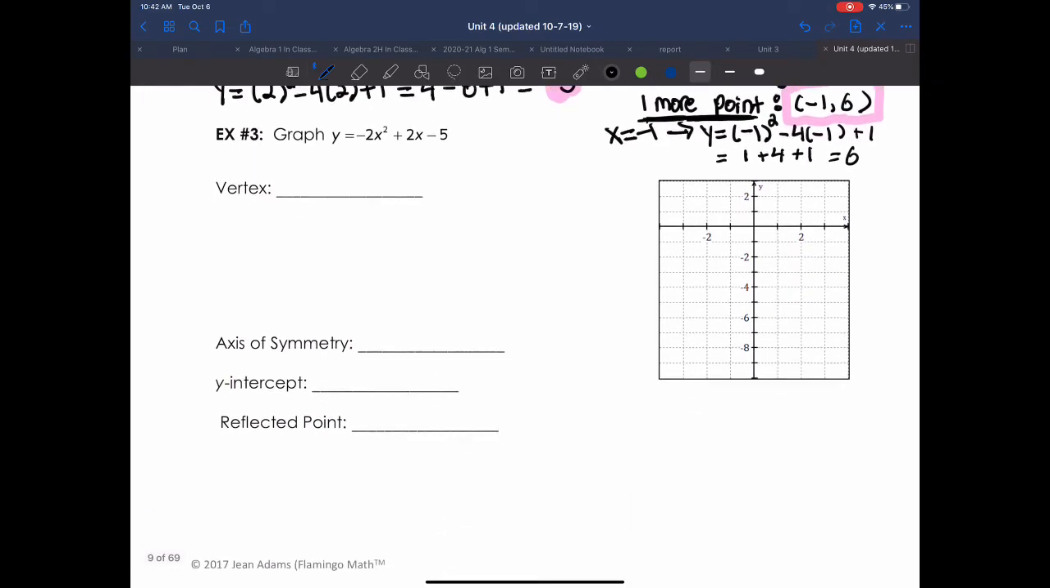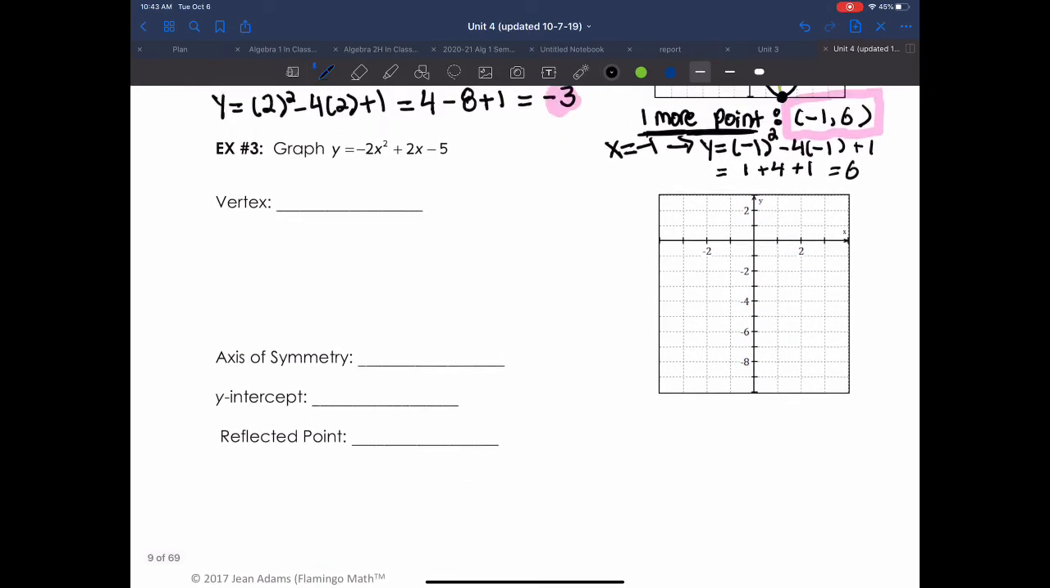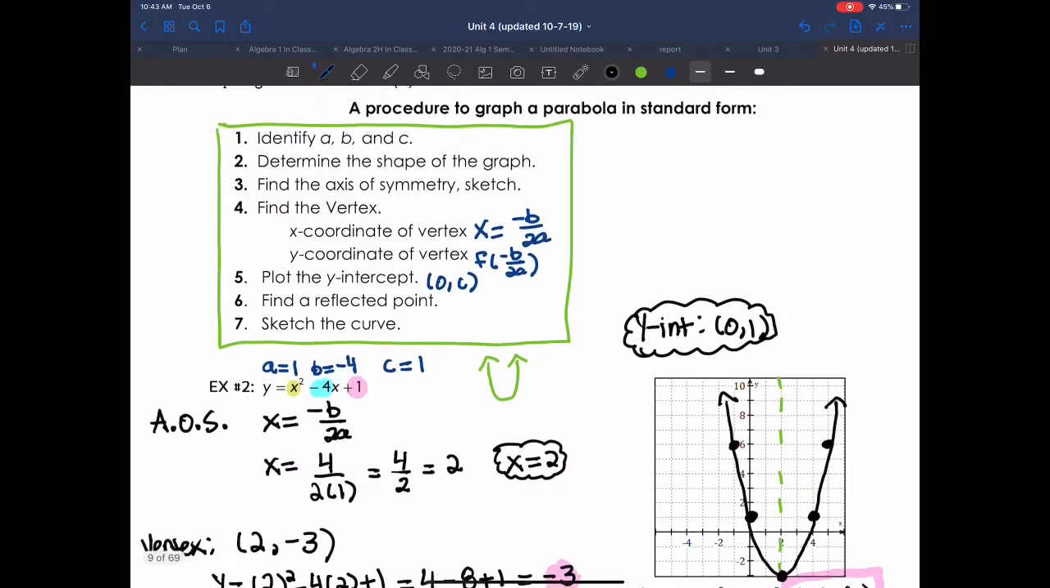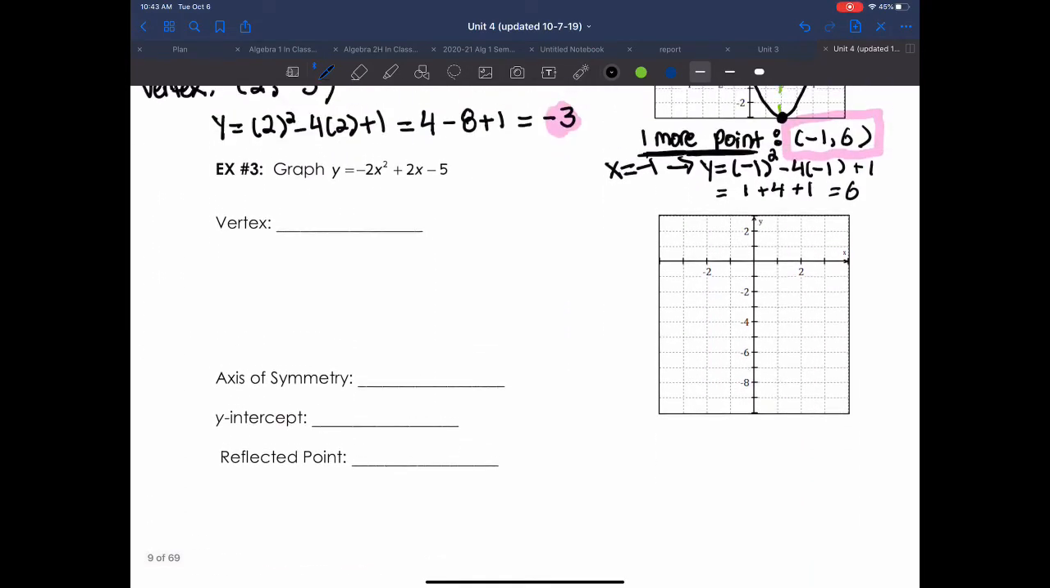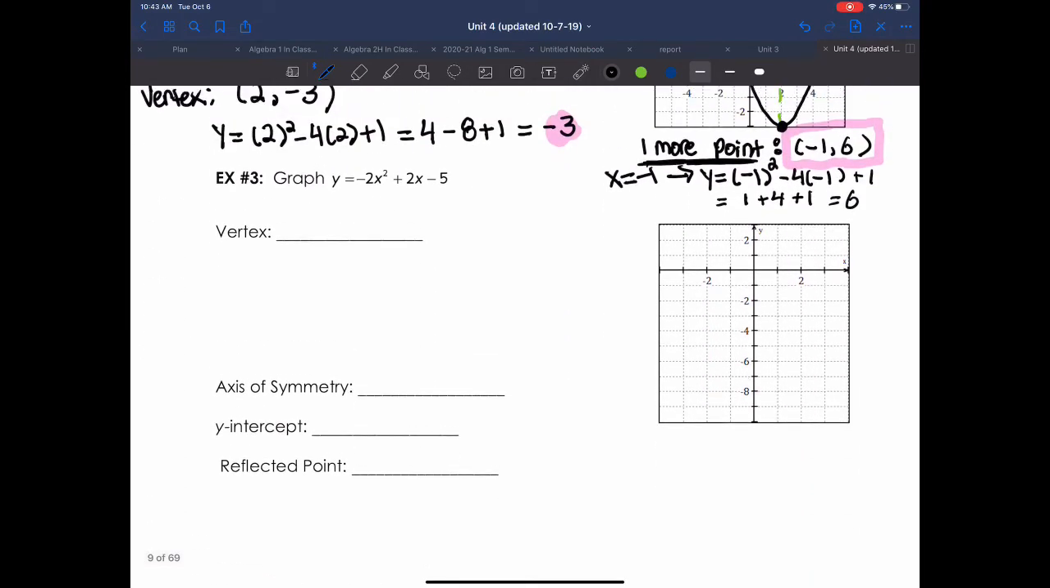We have y equals -2x squared plus 2x minus 5. First things first, I would like to see what my a, b, and c values are. So let's take a look at this. A value is right here. Okay, that is -2. So I'm going to say a equals -2. B value is right here. That's going to be +2. And C value is right here. C is equal to -5.